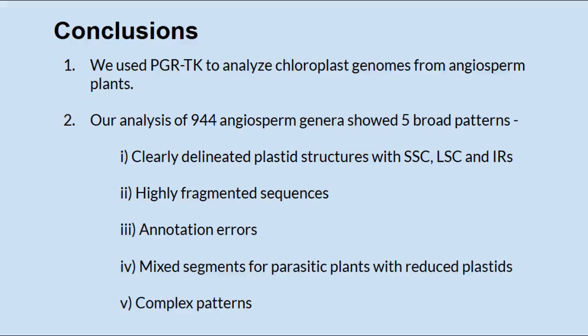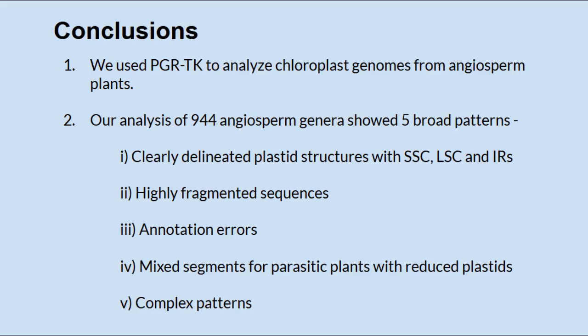All right, here I'm going to summarize what we have learned so far. We used PGR-TK to analyze chloroplast genomes from all flowering plants. We downloaded the sequences from NCBI and split them into different genera, and we got 944 angiosperm genera. And overall, we noticed 5 broad patterns. In about 75 to 77% of the sequences, we saw clearly delineated plastid structures with small single copy, large single copy, and inverted repeats.